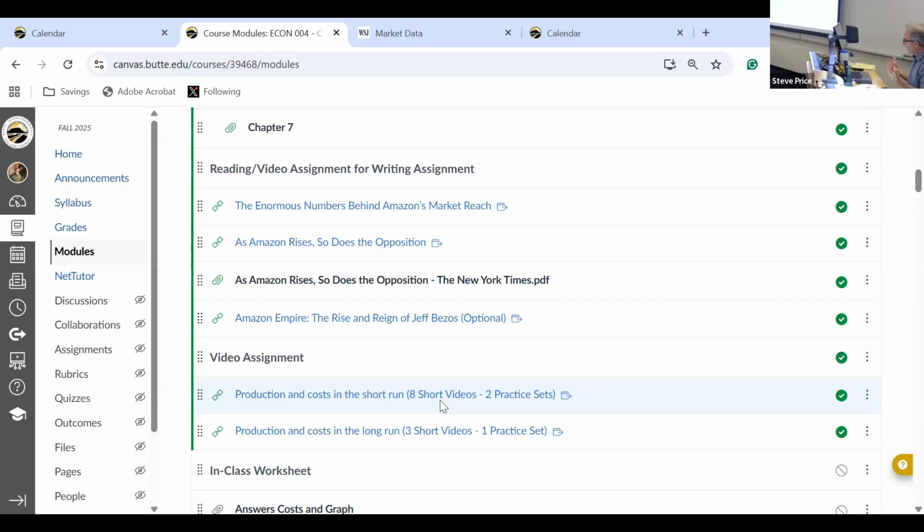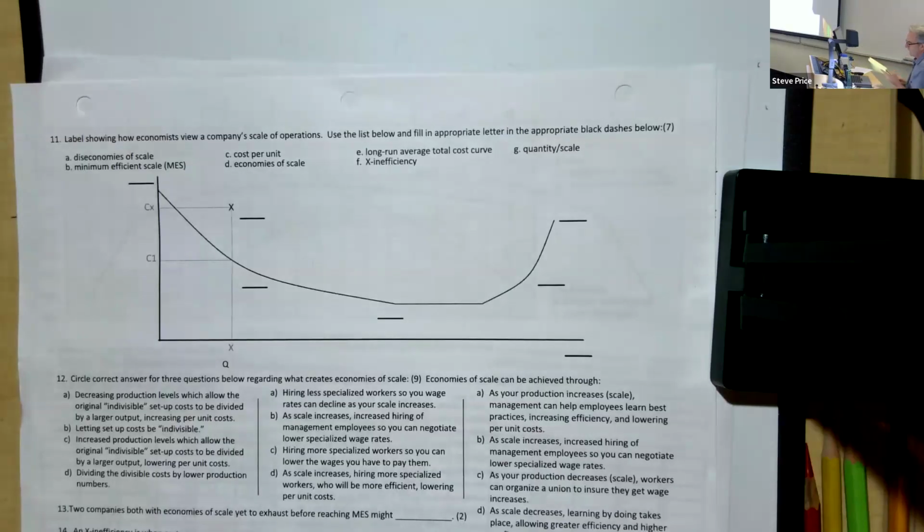So speaking of, let's take out what we did last class, the side that has a long run average total cost curve. Let's review that and then we add some complexity to that. Okay, away we go.